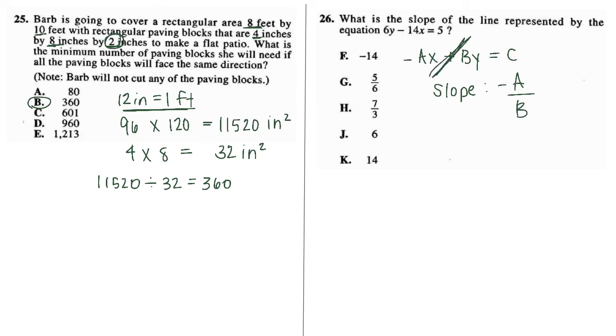So A is the coefficient of x, and we need to change its sign. So if I change that sign right here, I have 14 over 6. And if we reduce that, we end up with 7/3. So my answer is H.